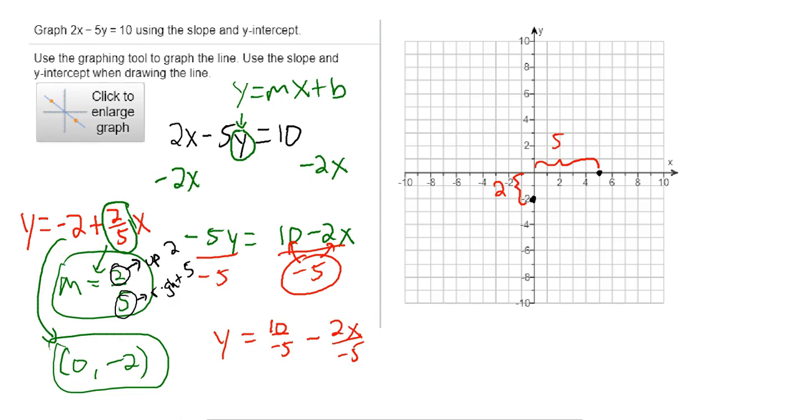And then we connect the 2 points with a straight line. And that'll be our graph. We can get that right there. Okay. All right. And so that's how you graph using the slope.